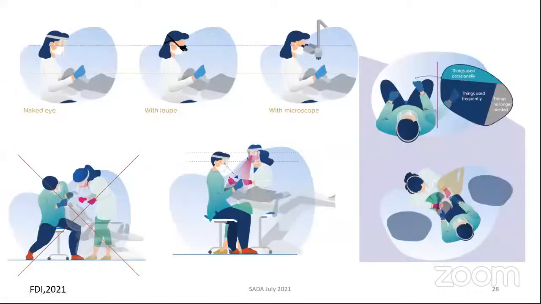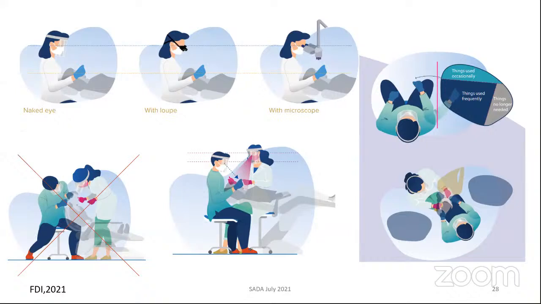Magnification loops are a good idea because they help you maintain good posture, so you're not bending to look because you cannot see properly. It is proven that while using loops or a microscope, a dental operator can keep optimal distance. So you're actually protecting yourself as well.